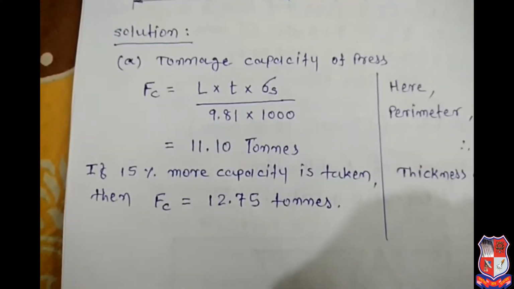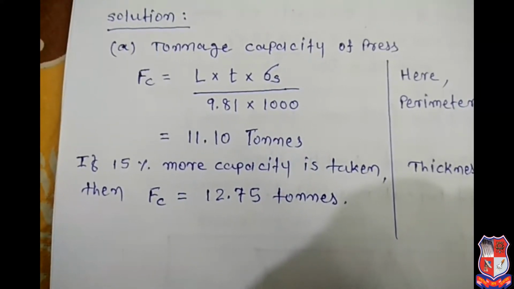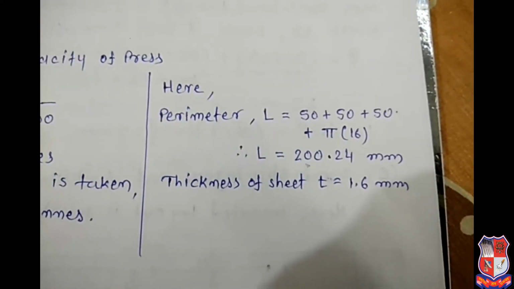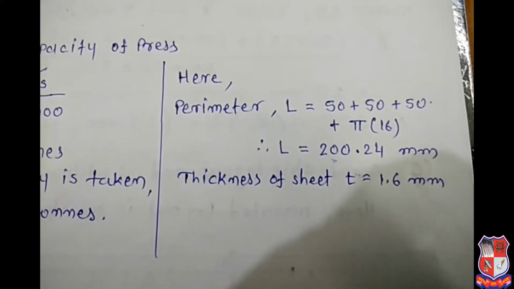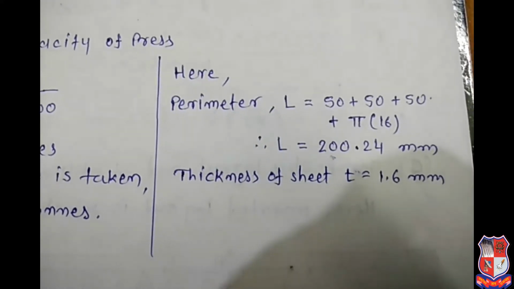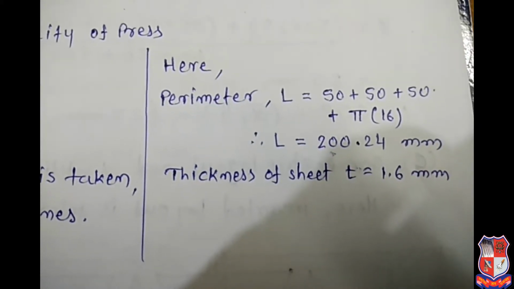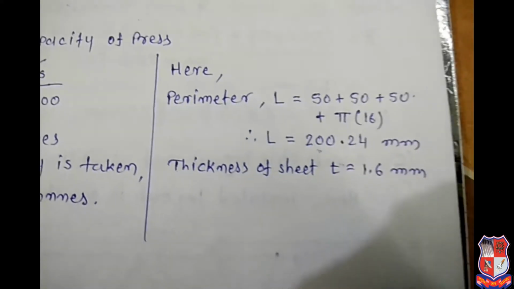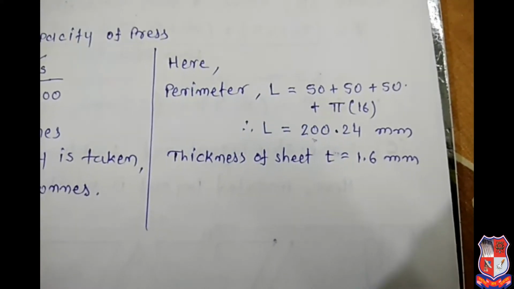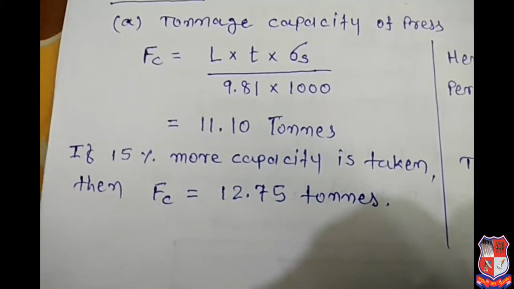Now let us see. Here we have L, T, sigma S, where L is the line perimeter, T is the sheet thickness, and sigma S is the shear stress of the material. How will you find the perimeter? As I told you, it is an equilateral triangle, so the summation of all three lines, 50 plus 50 plus 50, plus the hole which is given inside, that is pi into d, the perimeter of that hole which is required to be cut. So pi into 16, so that will come around 200.24 mm, and thickness is given 1.6 mm. We will insert all these values in this equation and you will come across 11.10 tons.